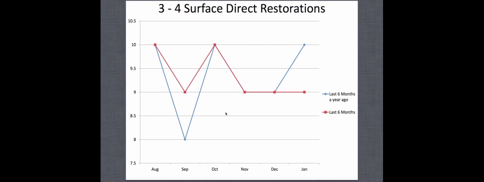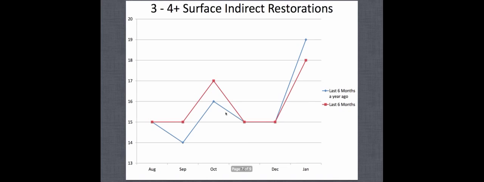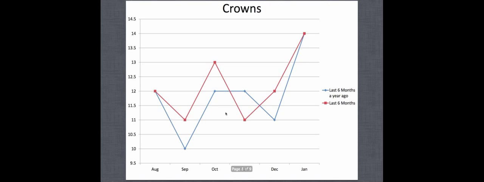3 to 4 surface direct restorations were also down. So we haven't started 2014 with a bang. Let me just put it this way. That's really the message here that I'm trying to convey to you. It reflects in 3 to 4 surface indirect restorations also. Now crowns, we were actually about the same.